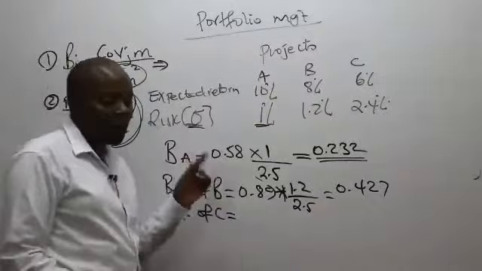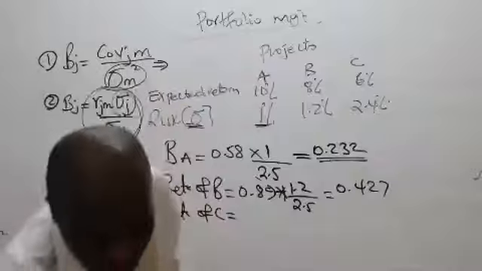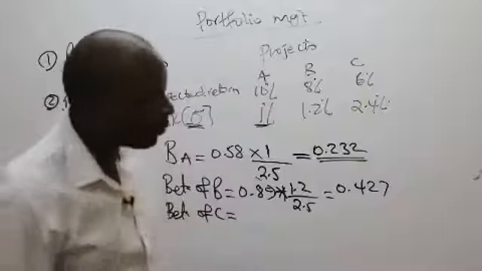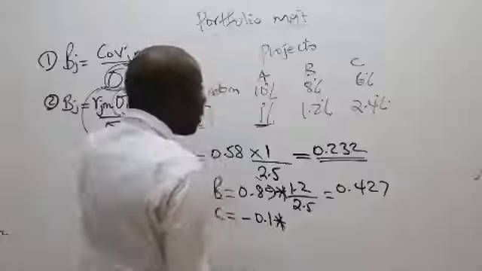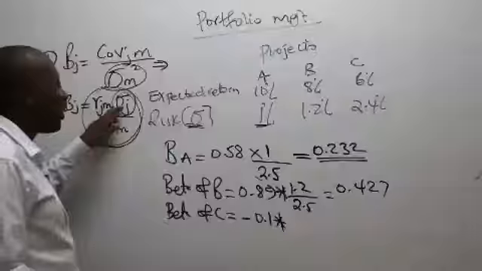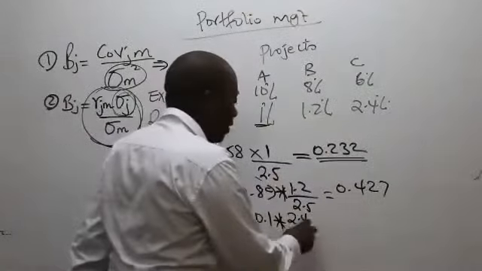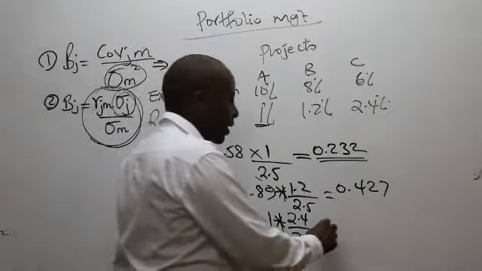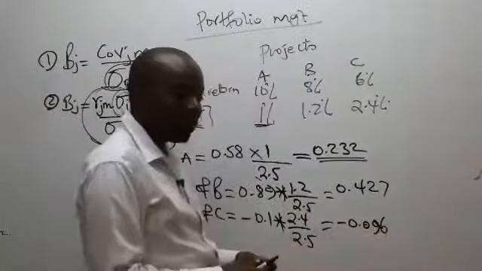Are you able to see the correlation coefficient? Thank you very much. The correlation coefficient of C is a negative 0.1. So once I have this, times the standard deviation of C, which is given here as 2.4, divided by the market standard deviation, which is 2.5, I'm being given an answer there of negative 0.096.